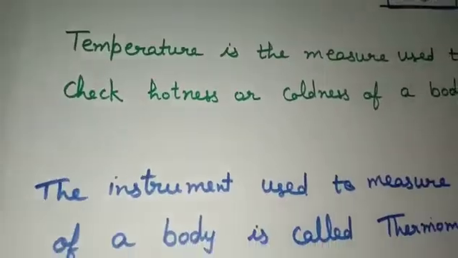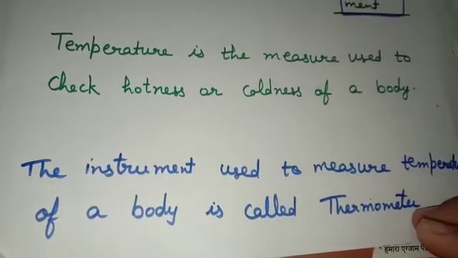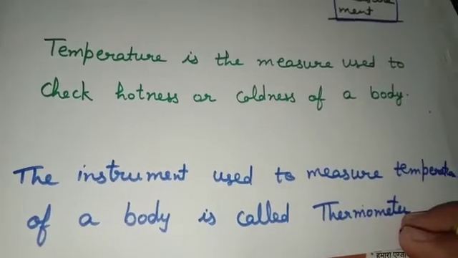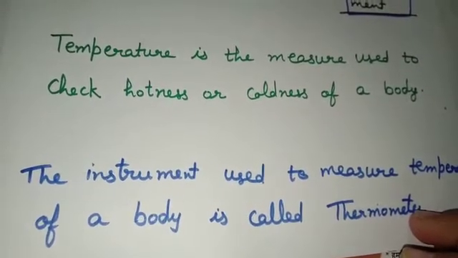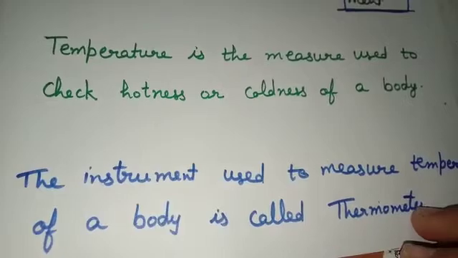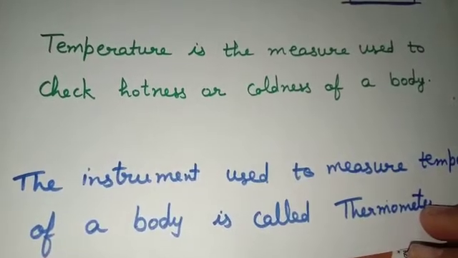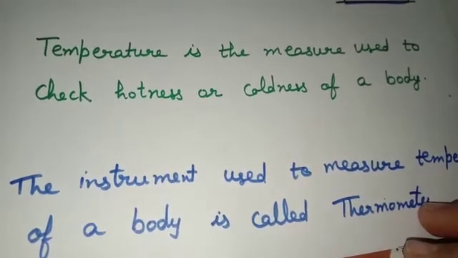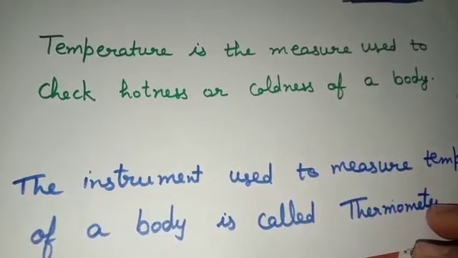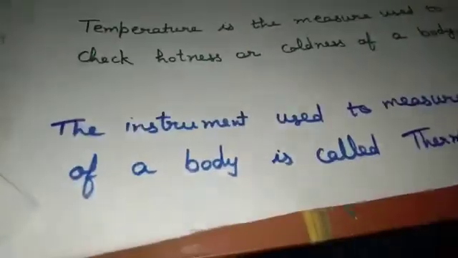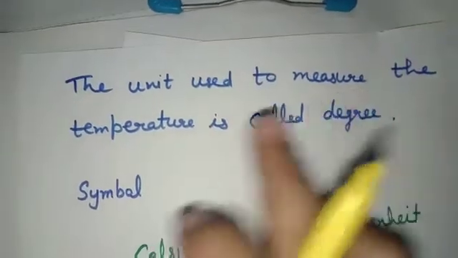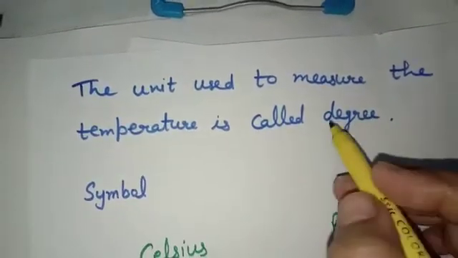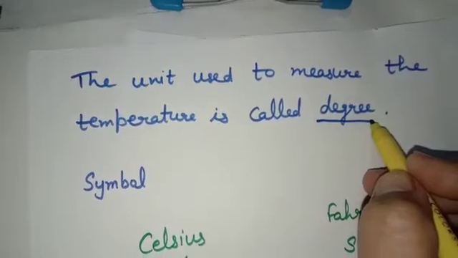And the instrument used to measure temperature of a body is called thermometer. We generally use a thermometer at our homes to check the temperature of our body if we don't feel good. The unit used to measure temperature is called degree.